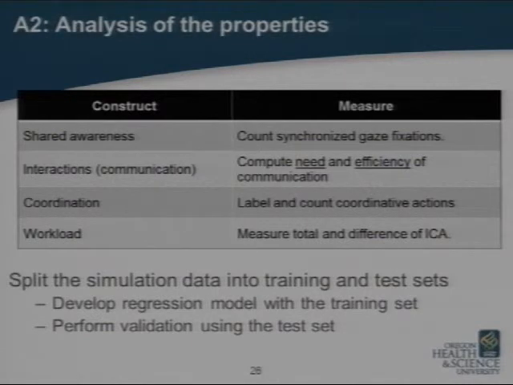Finally, the particular constructs that I'm focusing on are shared awareness and mutual awareness, interactions in terms of communication, coordination, and workload. I plan to split the simulation data into a training and testing set, perform exploratory data analysis to identify the factors that are correlated with my outcome metrics, and to develop a regression model and validate that regression model on the test set.